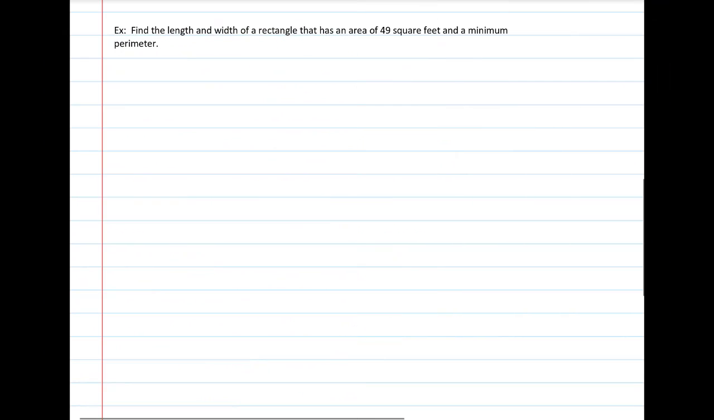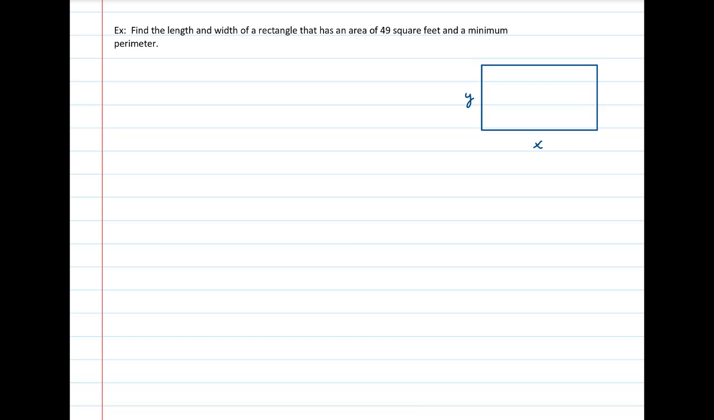All right, here we have another example. We find the length and width of a rectangle that has an area of 49 square feet and a minimum perimeter. Notice how, just by reading the question, we see two equations going on here, one for area and one for perimeter. Your job is to identify which one is your primary one, in other words, which one you're going to take the derivative of.